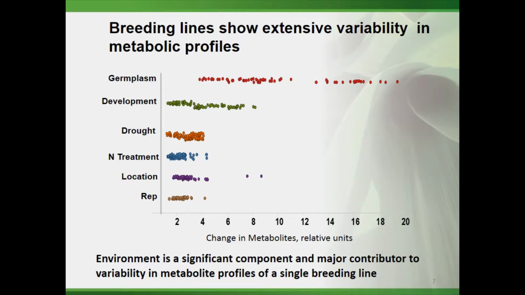When we looked at one single line and saw what factors drive the changes in metabolites, development was the major factor. And then, of course, environmental conditions changed the response of those hybrids a lot. So even though the breeders were consistently breeding for yield, they created hybrids with different combinations of genes that drive different combinations of observable phenotypes, and that variability is very broad.